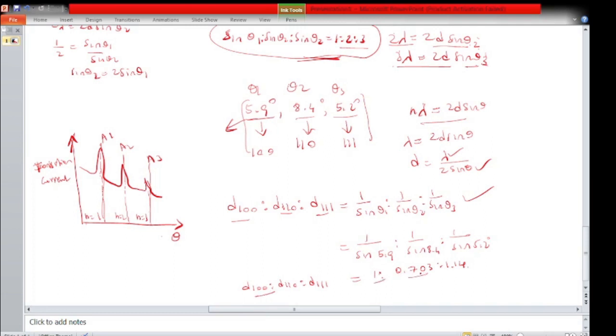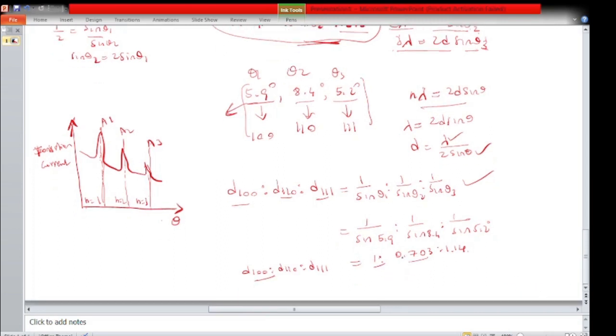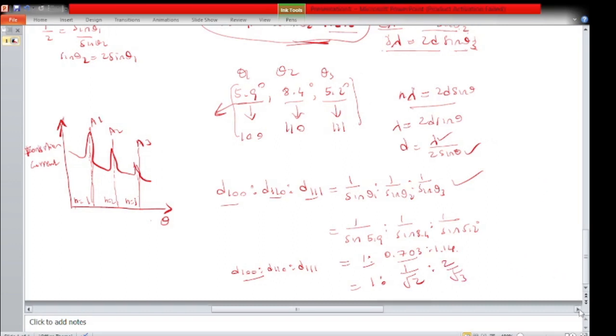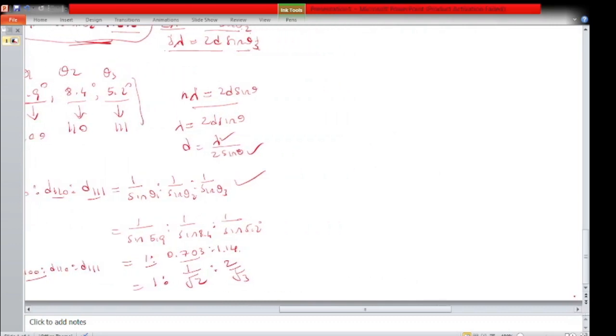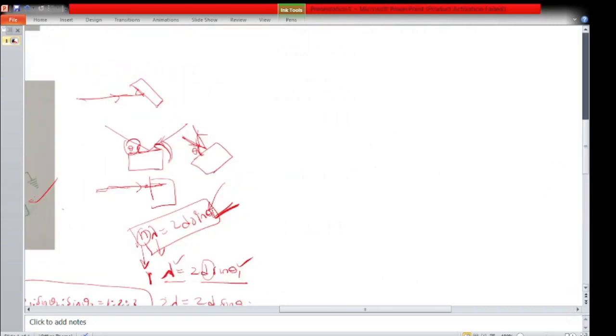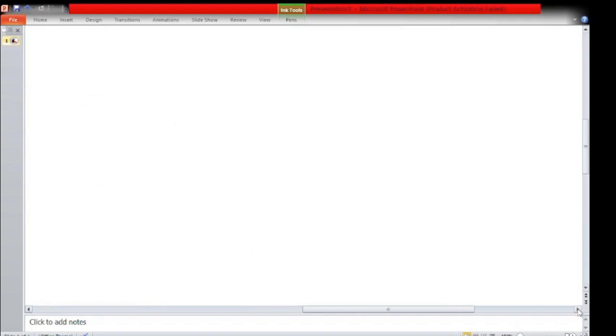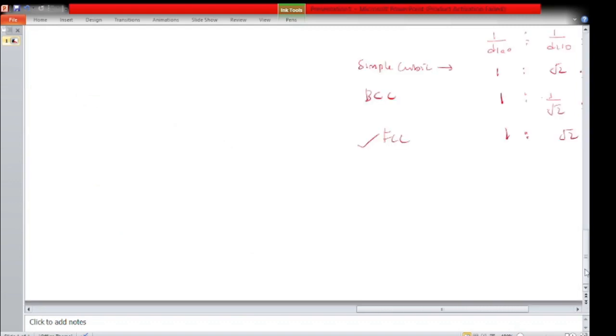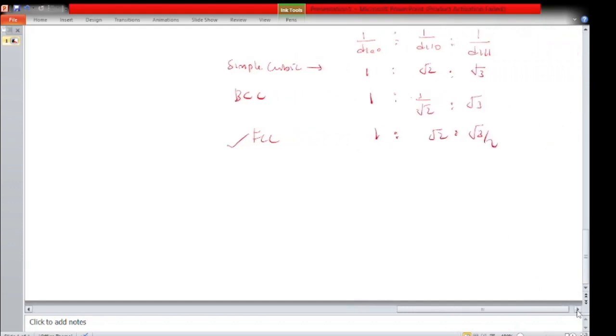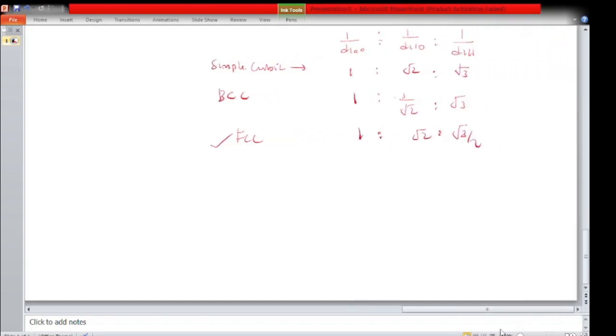Then we are getting 0.703. So if you calculate that, that will be 1 is to 1 by root 2, and this is 2 by root 3. Anyway, if you are calculating this interplanar distance d100, d110, d111 for these three cases as we discussed here, then the ratios will be like this. So from that table you can find out whether your crystal is simple cubic, body centered cubic, or FCC.